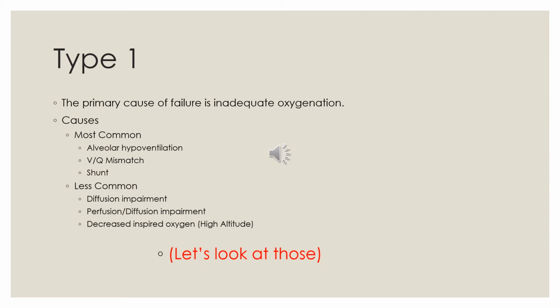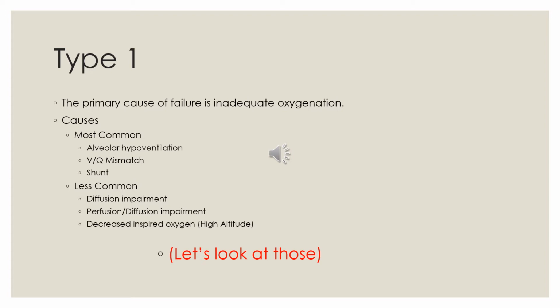Type 1 respiratory failure, the primary cause of failure is inadequate tissue oxygenation. The most common reason for that to happen would be alveolar hypoventilation. If you think about that, your alveoli aren't doing the amount they would need to do to meet the metabolic needs of a patient whose metabolic rate has gone up because they're sick, or they're just not meeting the amount of ventilation that would normally maintain the person.